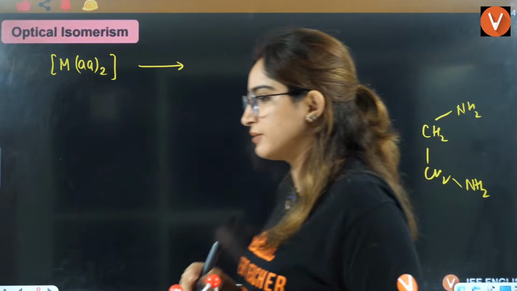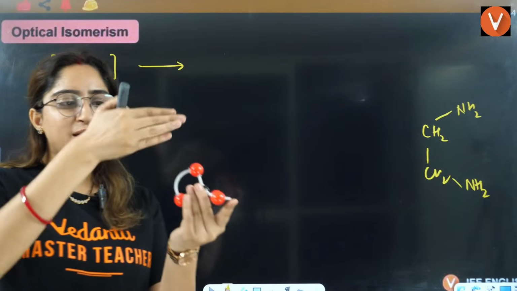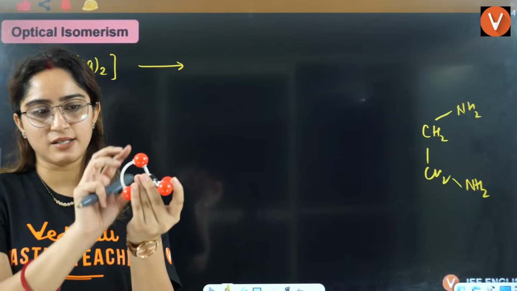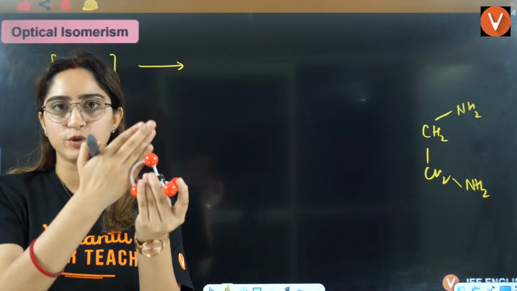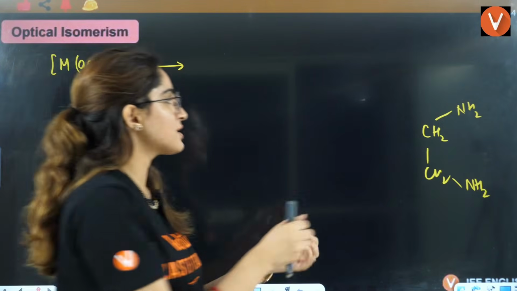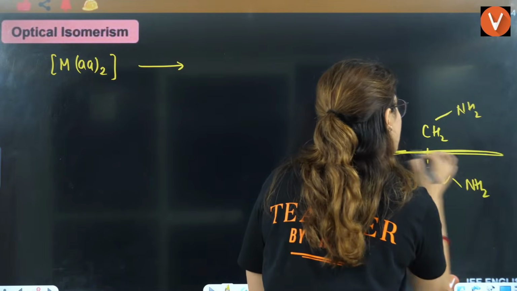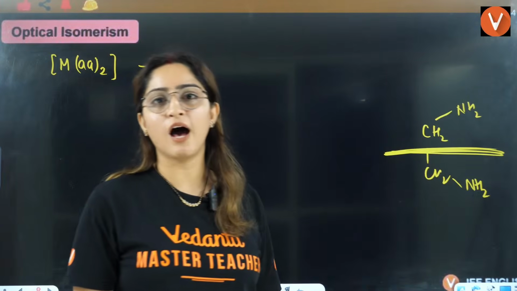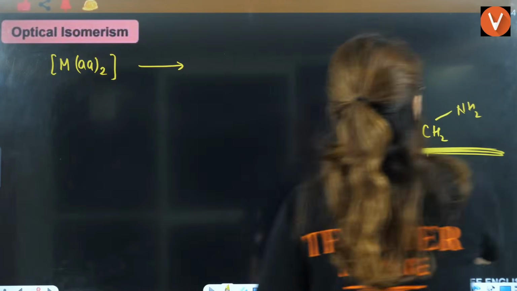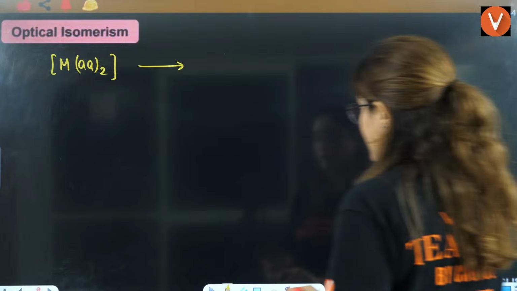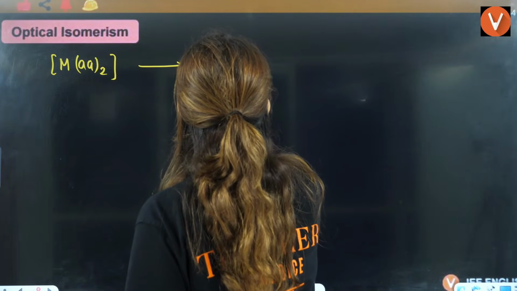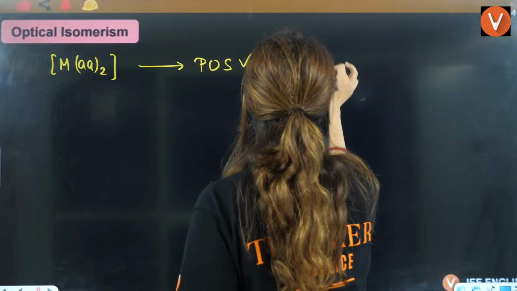Which is symmetrical, right? So if I am slicing this, all these atoms are getting divided into half. This means I am actually splitting this into half. So that is also equal half, right? So you can say that POS, the plane of symmetry, is definitely present here. So optical isomerism will not exist.